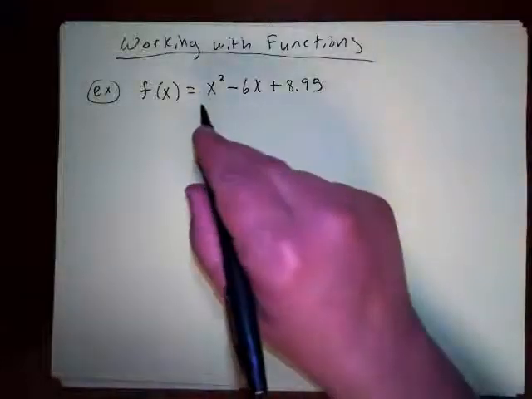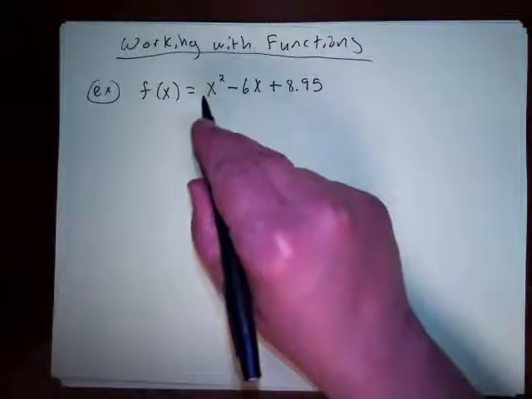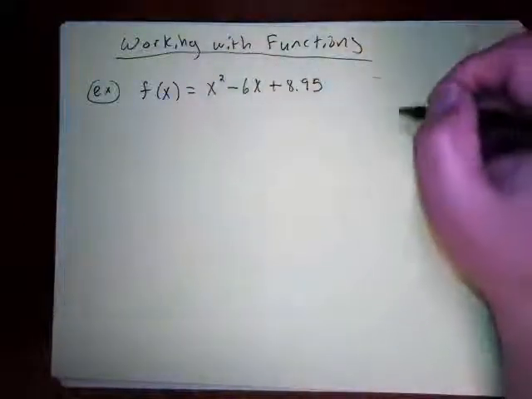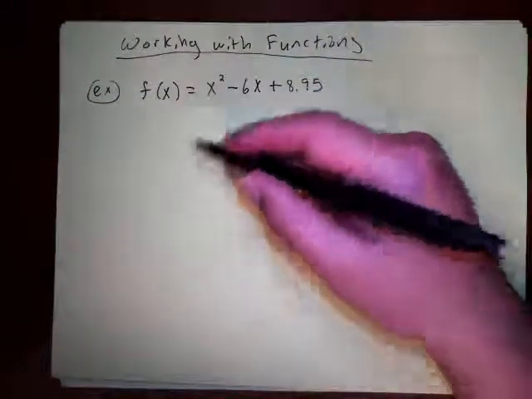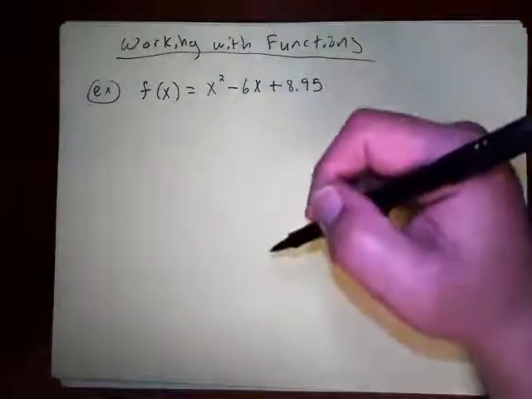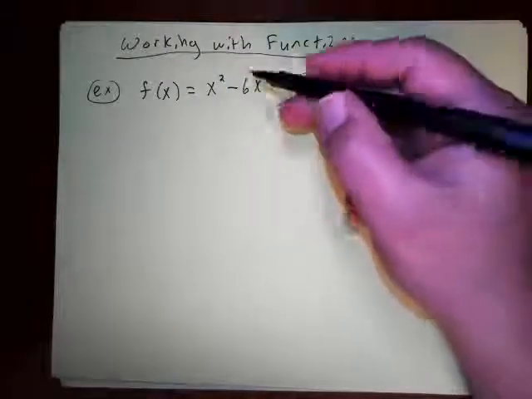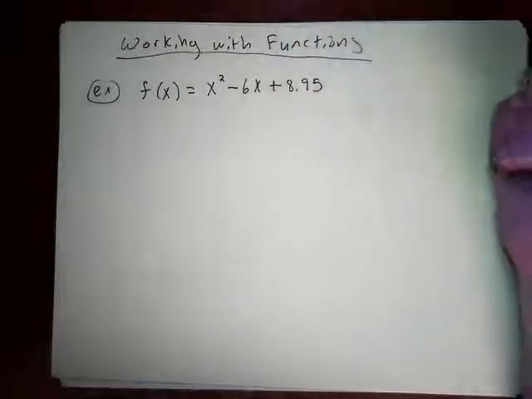And one thing we know is that if the leading coefficient is positive, it'll be a parabola opening face up, and if the leading coefficient is negative, it'll be a parabola going face down. Okay, so this is a parabola going face up, okay?